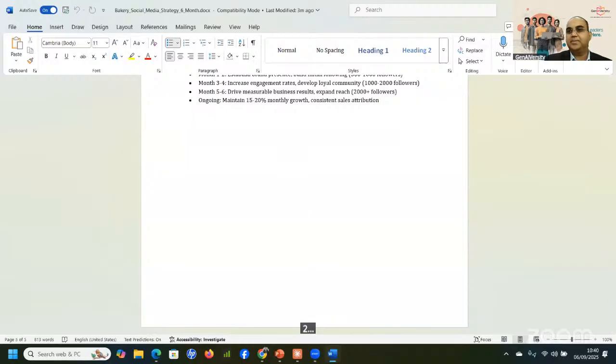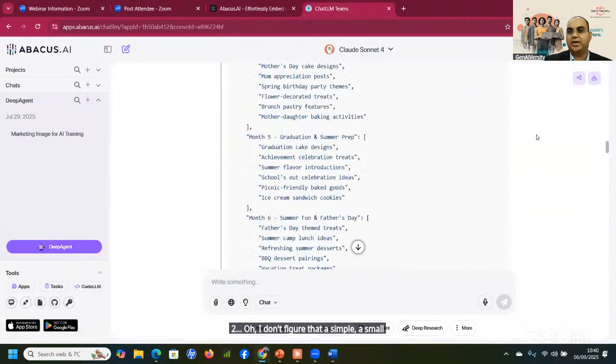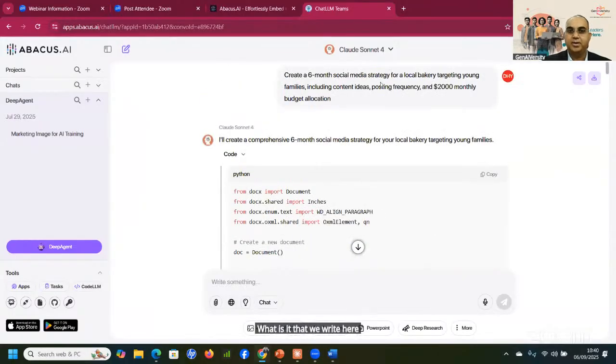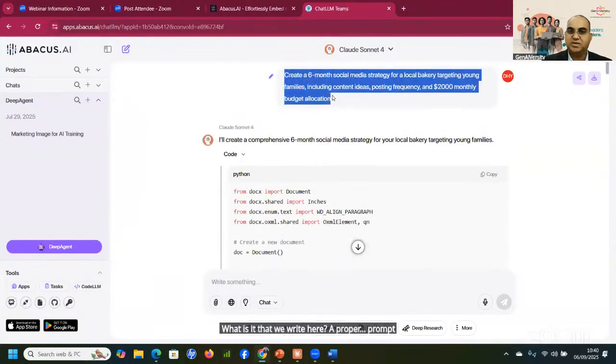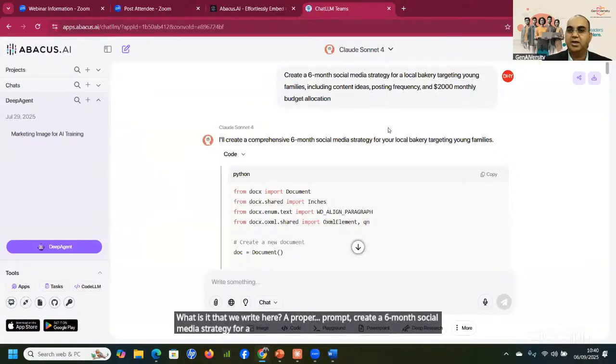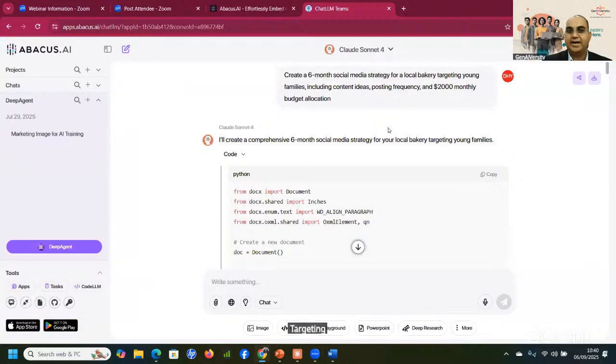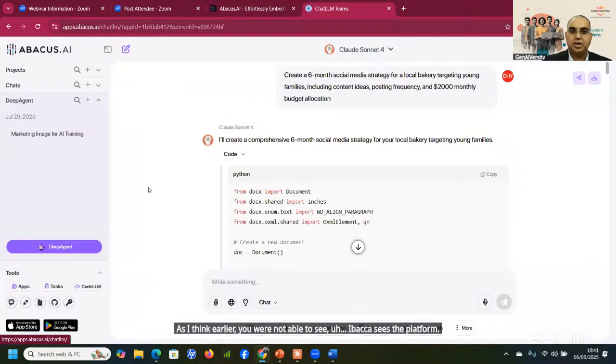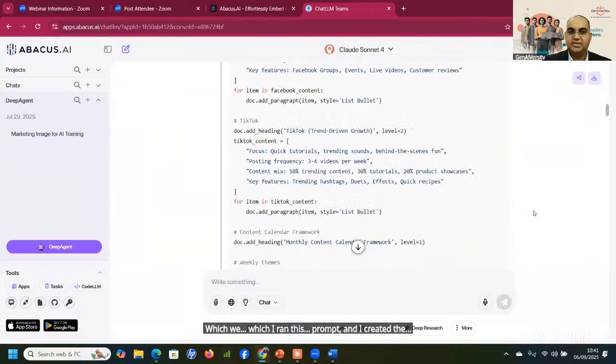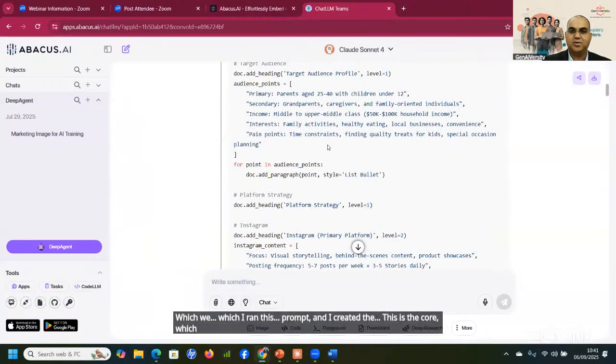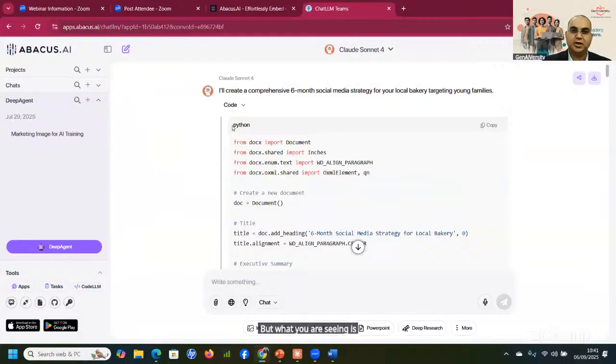Look, all of you got a simple, small two-liner of what it is that we write here, a proper prompt: Create a 6 month social media strategy for a local bakery targeting young families, including content ideas. As I think earlier you were not able to see, Abacus is the platform on which I ran this prompt. This is the code which is actually being generated. What you are seeing is Python code. It's written in Python. That's where our Python guru is going to come into the picture, right?